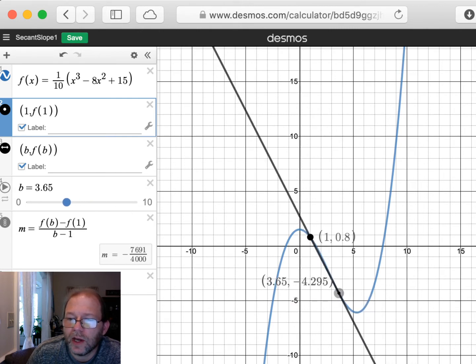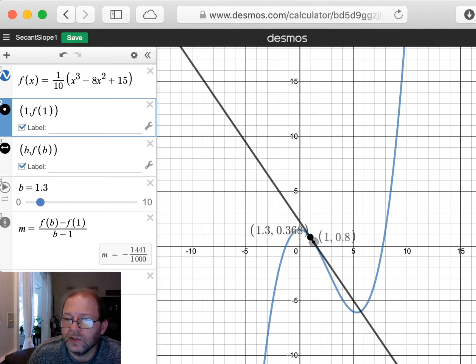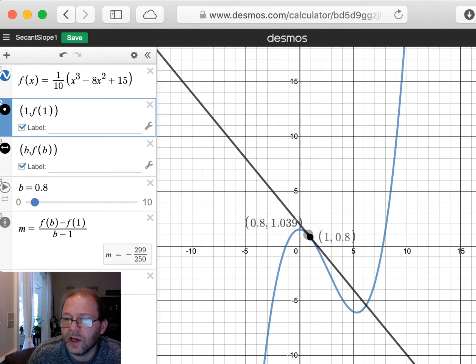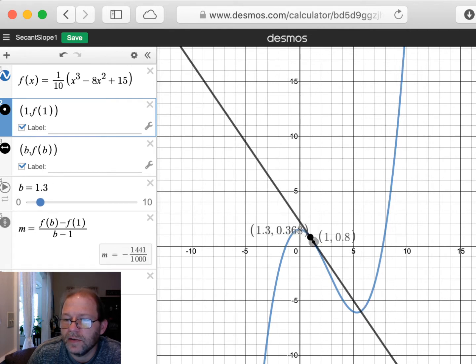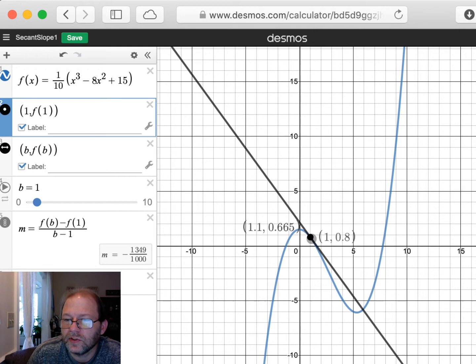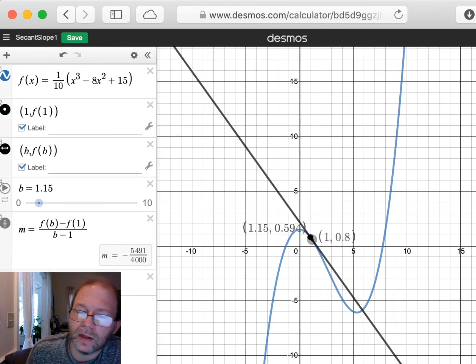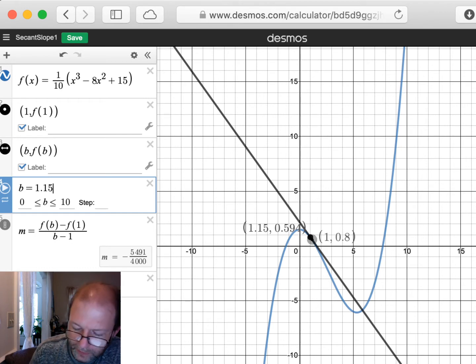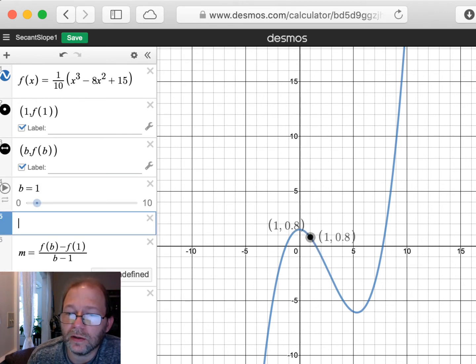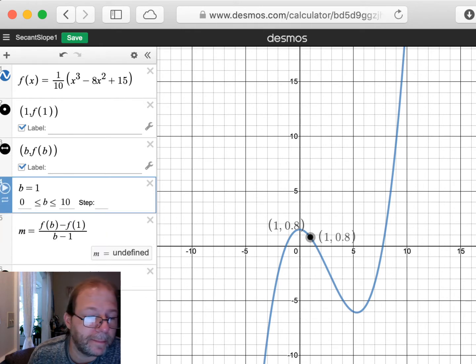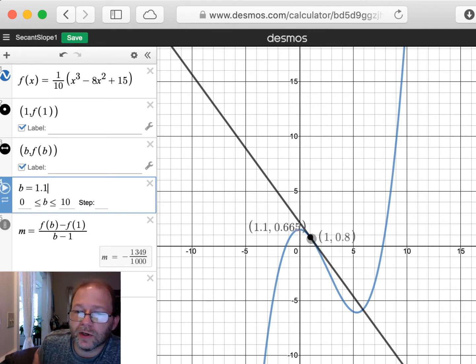Now, if I move it back over here and get it close to 1, we can see that the tangent line is going to be somewhere between that line and this line, so somewhere in this sort of neighborhood. Well, first off, if I put in just a 1 for b, notice it makes our slope undefined. So what I need to do is look at what happens when b is slightly bigger than 1.